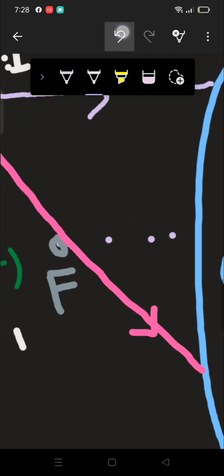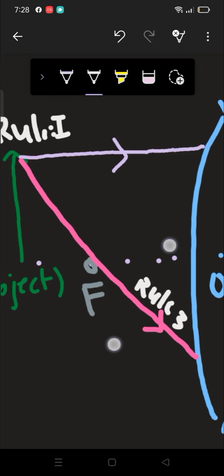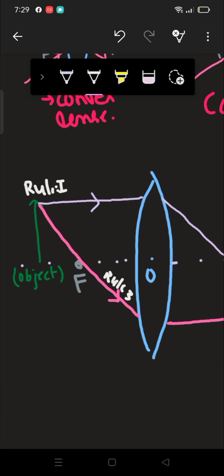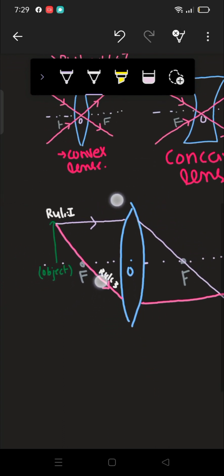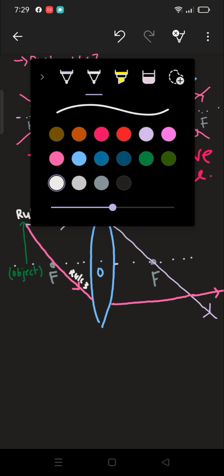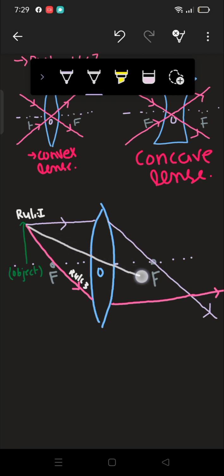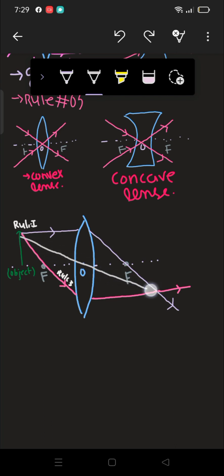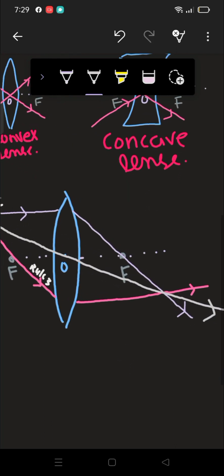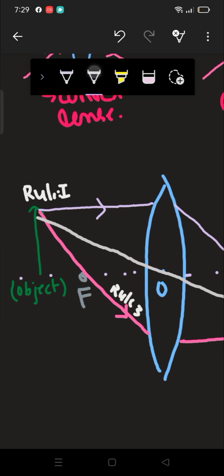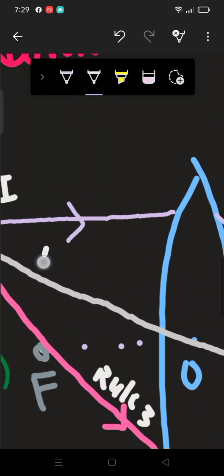This is rule number 3. The last rule is that a light ray goes undeviated, without changing, when it falls on the optical center. Let me make it here, with what color should I make it? Okay, this is fine. When it goes through the optical center, it goes undeviated. As you can see here, when you make it with a scale, it would be more straight. So this is rule number 3.